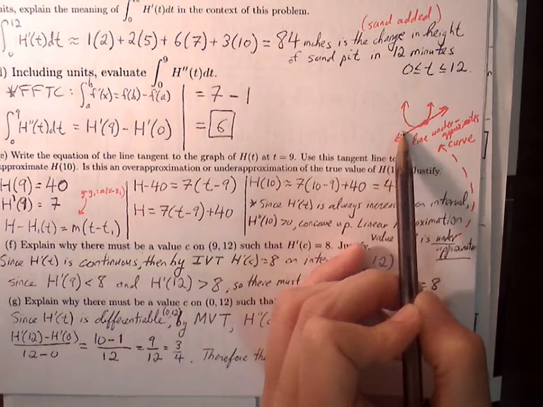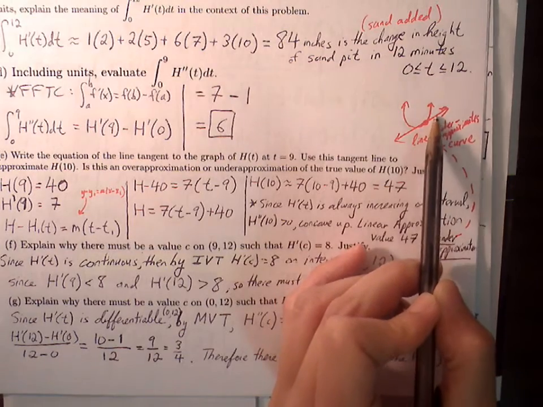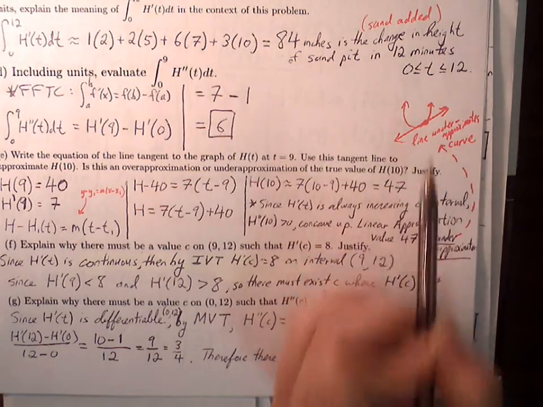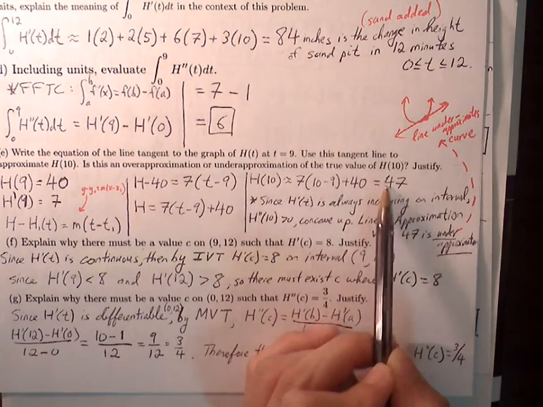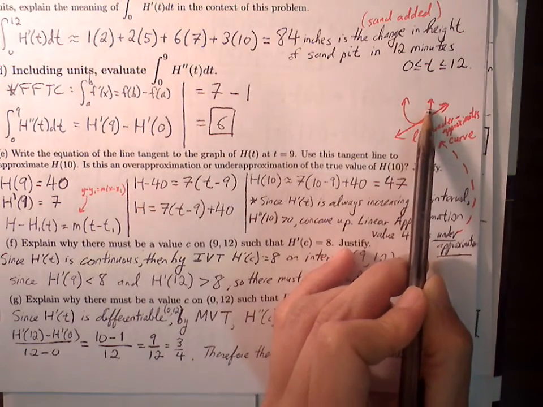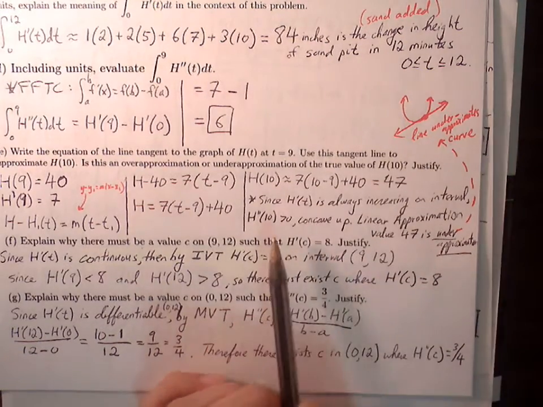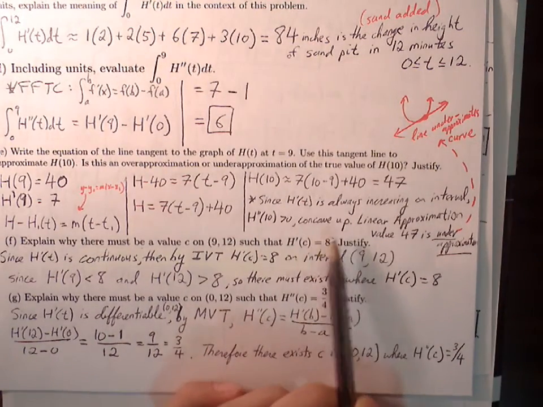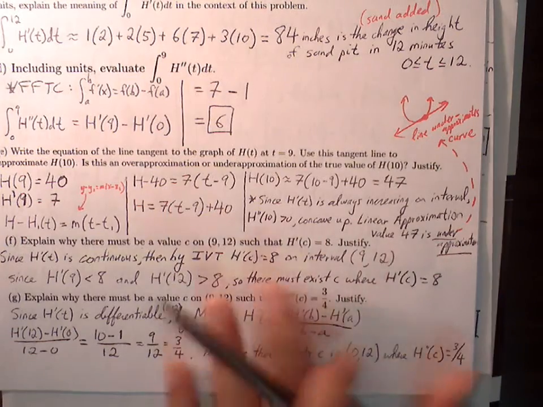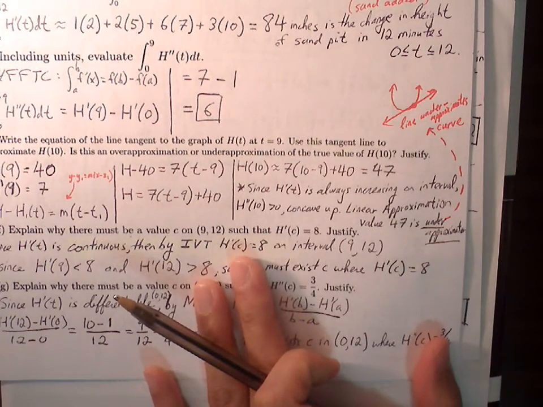So anything that's below my curve, that means any approximation that I use on this line, which we use to find this value of 47, it must sit below the curve. It must be an under approximation. So because h prime is always increasing, we have a concave up graph, and if we have a concave up graph, linear approximation is always going to under approximate.